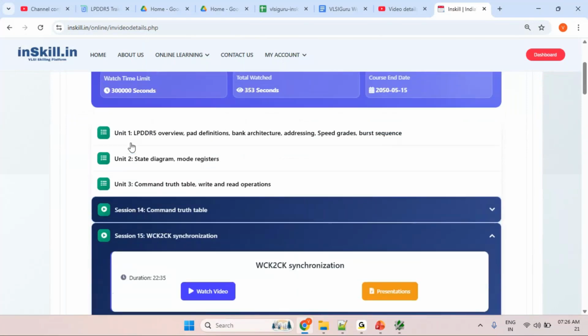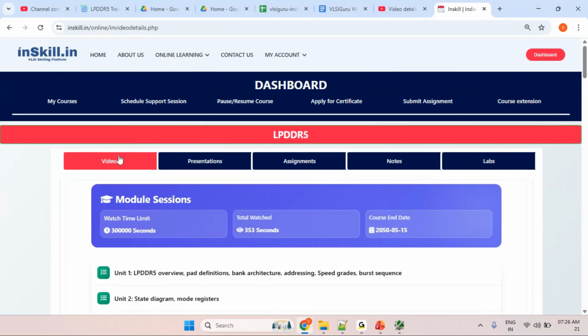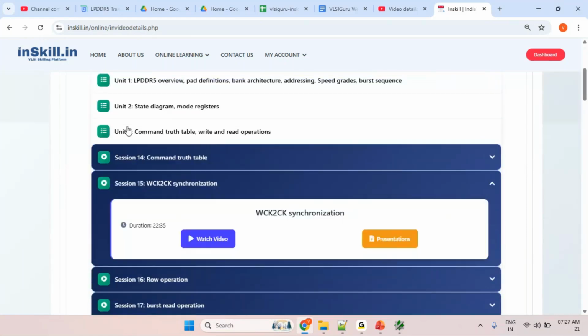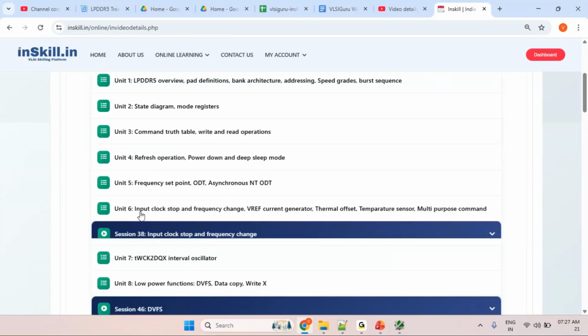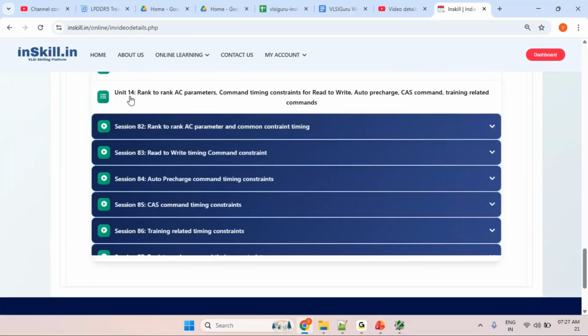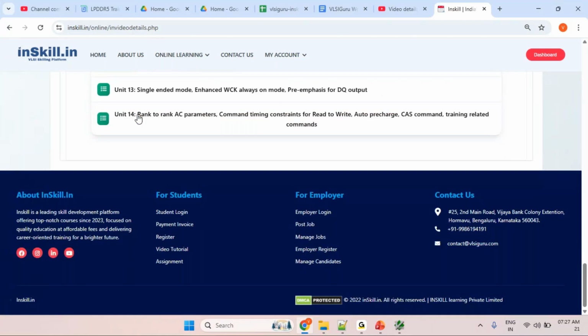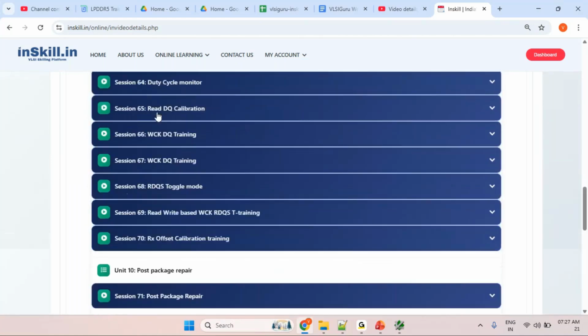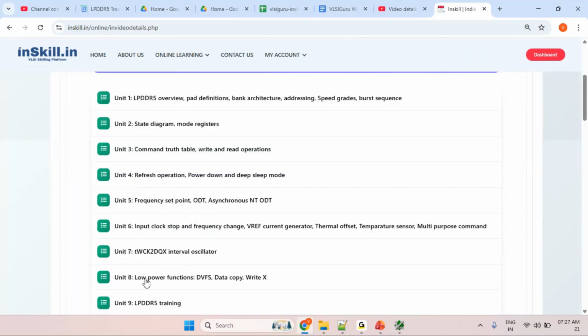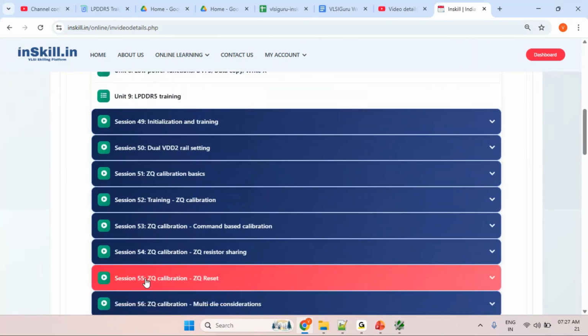So these are the overall units. Once you log in, you have access to the videos, the presentations, assignments, notes. This course doesn't have any labs, so I'm still working on updating the assignments and the notes. Coming to the video part, there are totally 14 units here, till this 14th unit. In that we have, as I said, around 87 videos. Let's go unit by unit, so that will give us a good understanding of what all contents have been covered.